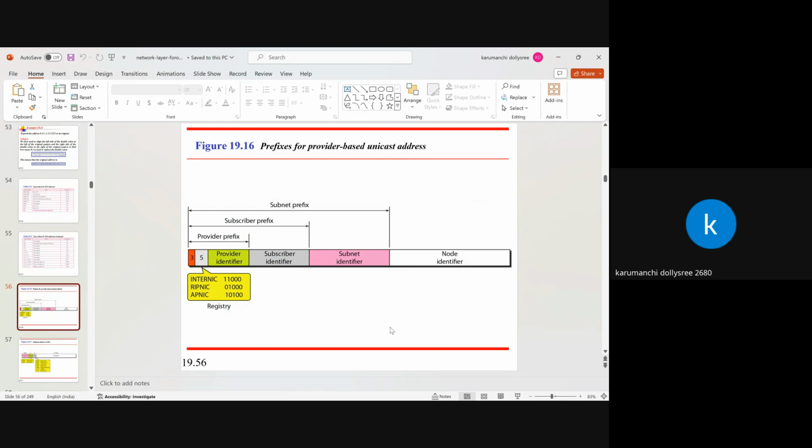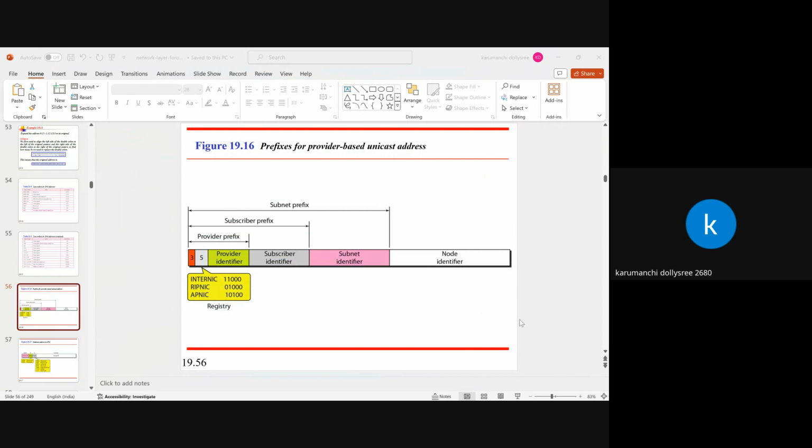Here we are going to see the prefixes for the provider based unicast address. We all know we have unicast, multicast, and different addresses, right? A unicast address defines a single computer. So if a packet is sent to a unicast address, it must be delivered to that specific computer, right?